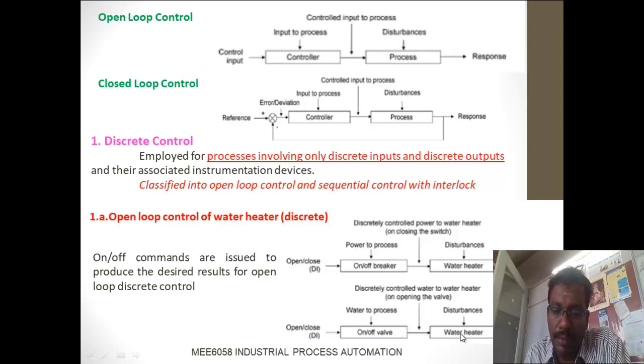We have a level sensor and a temperature sensor. The temperature sensor monitors the process of the water heater, and if the temperature is going high, we have to switch off the breaker. The breaker will cut the circuit that gives the energy, cutting the energy.